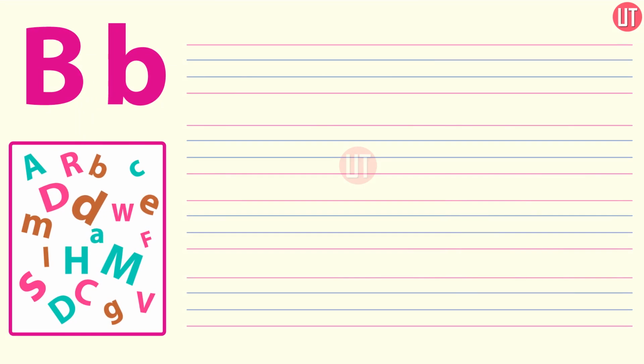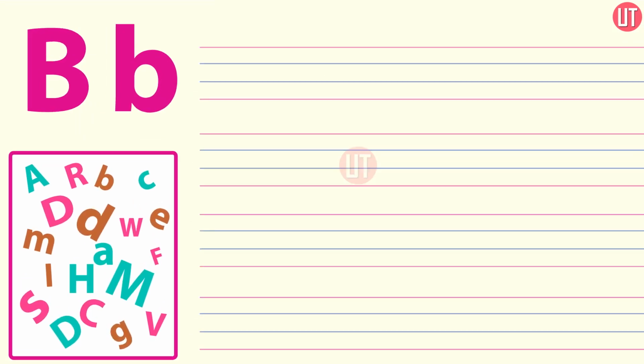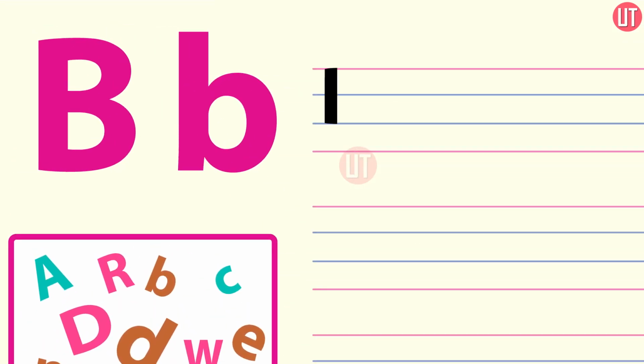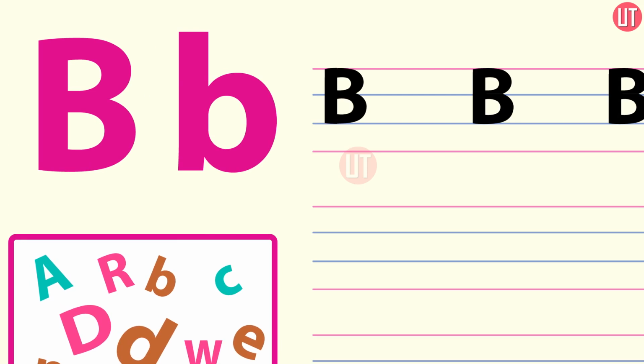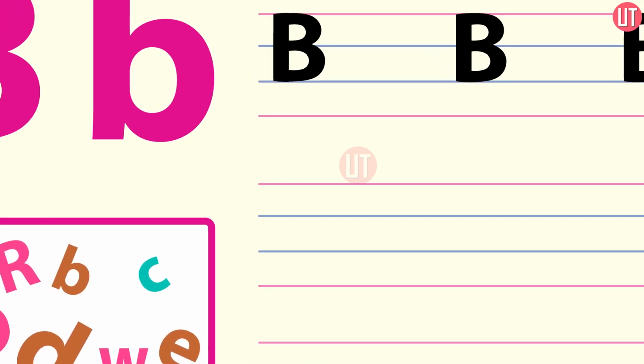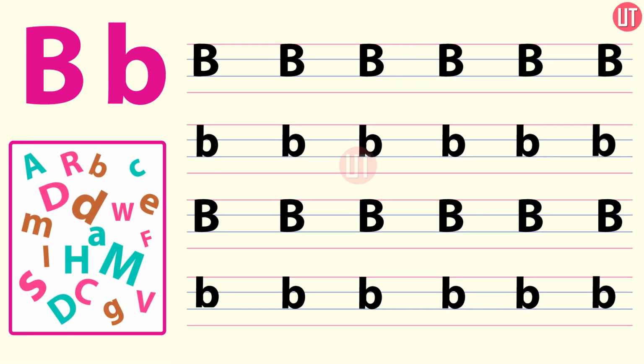Now, let's practice writing the letter B. First, we start with a big line down, then a round curve at the top and another curve at the bottom. That's capital B. Now, for lowercase b, make a big line down, and then a small circle next to it. That's lowercase b. Let's play a game.